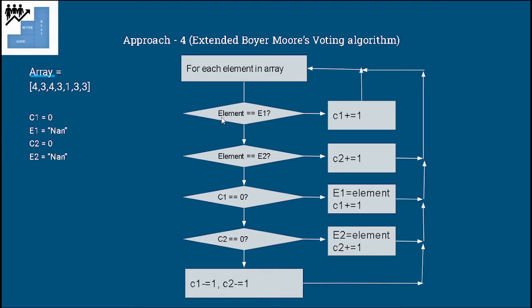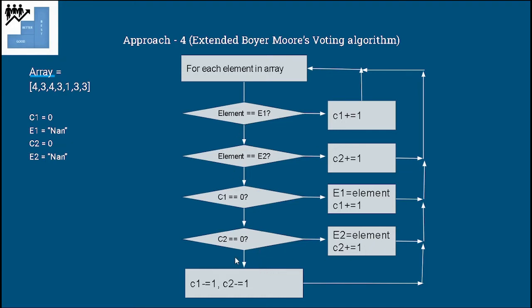So for any element, we see, is that element equal to E1? If yes, then increment its counter and then go to the next element. If it is not equal to E1, then we check for E2. If that is not also the case, then we check the counts of the corresponding elements, like count of E1 and count of E2. So if any of these counts are 0, we make E1 equal to the element and increment the counter, similarly for the second element.